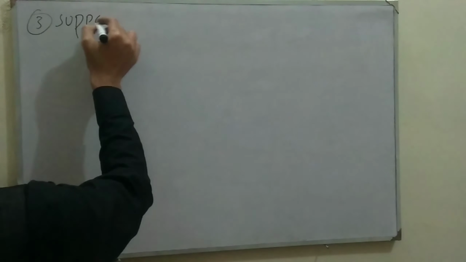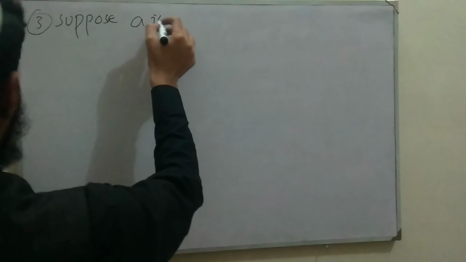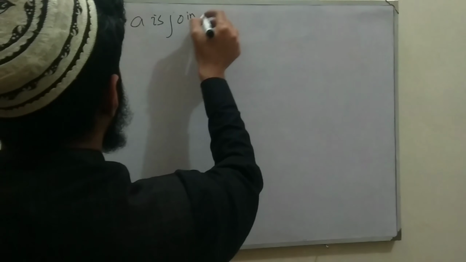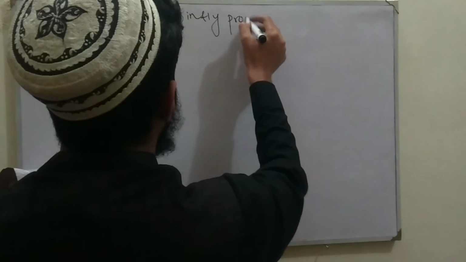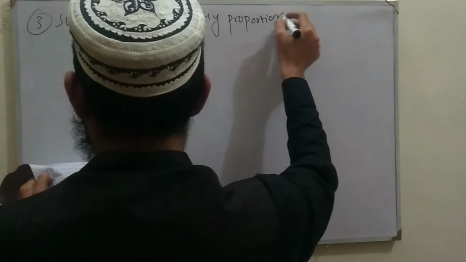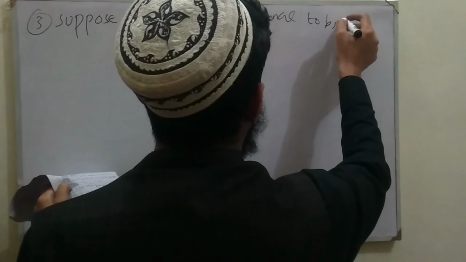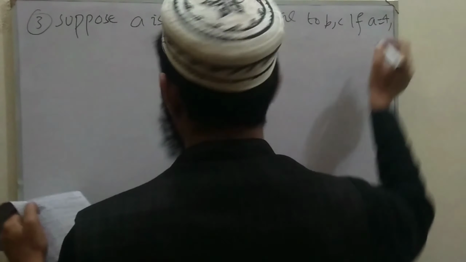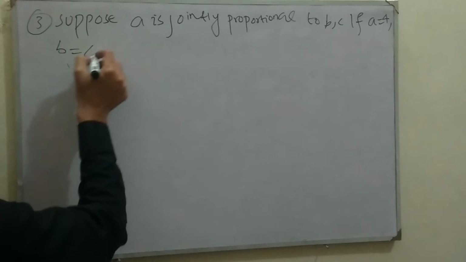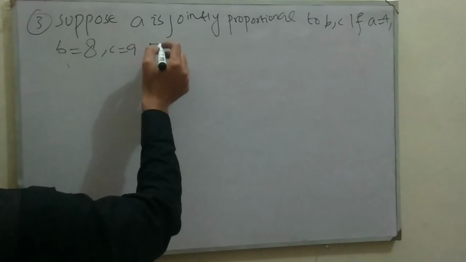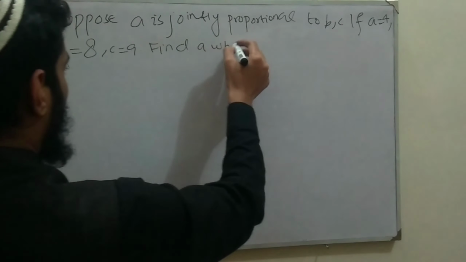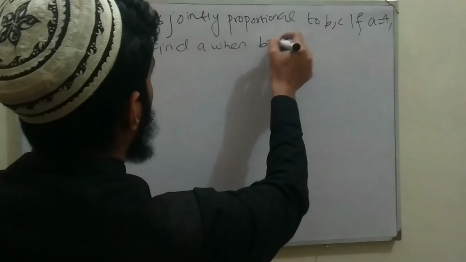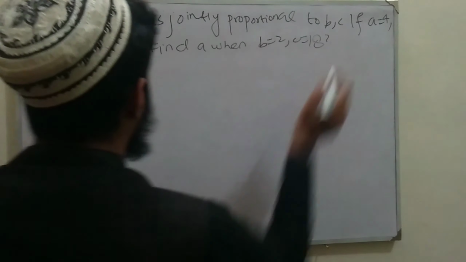Question number 3 tells that suppose A is jointly proportional to B and C. If A is equal to 4, B is equal to 8, and C is equal to 9. Find A when B is equal to 2 and the value of C is 18.